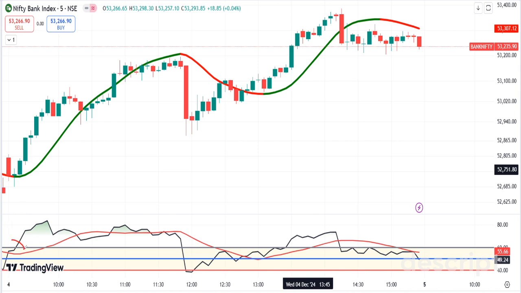I've plotted 3 lines of RSI: 60, 50, and 40. So whenever you get a crossover of 50 plus, keep on adding the points. Be in the rally until you get a reversal. This is a Bank Nifty chart, intraday 5 minute chart, for the date 4th of December 2024.